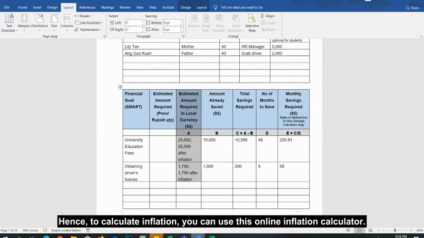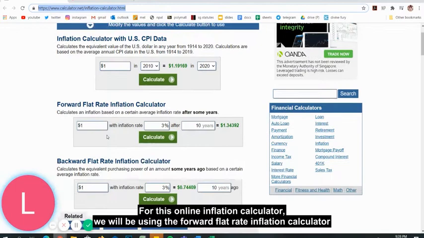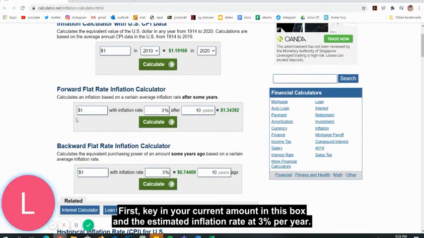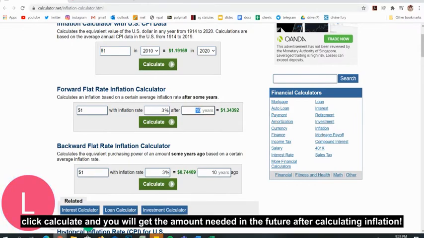Hence, to calculate inflation, you can use this online inflation calculator. For this online inflation calculator, we will be using the forward flat rate inflation calculator. So, first, key in your current amount in this box and the estimated inflation rate at 3% per year. Next, write the number of years you need in order to save up for your goals. So then you click calculate and you will get the amounts needed in the future after calculating inflation.